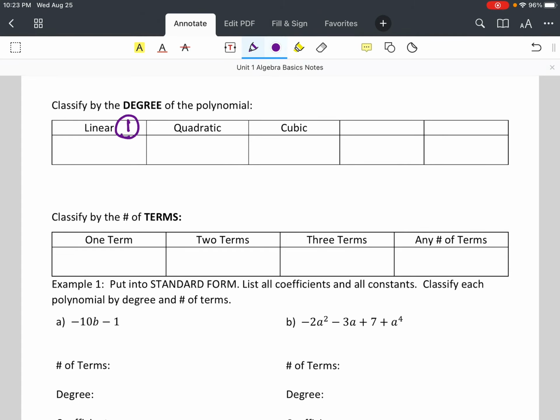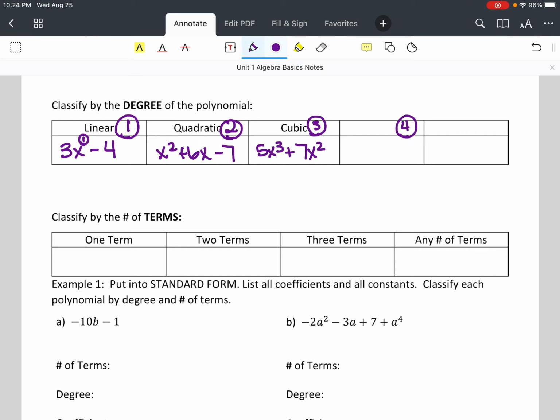If the expression has a degree of 1, it's called linear. 3x minus 4 is a linear expression. The 1 next to the x is not usually written, it is just implied. A degree of 2 is a quadratic expression. X squared plus 6x minus 7 is an example of a quadratic expression. A cubic expression has a degree of 3. 5x cubed plus 7x squared is an example of a cubic.